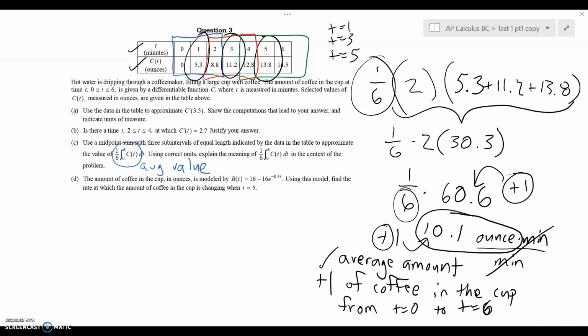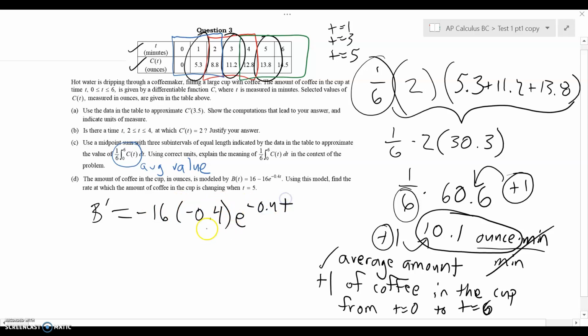And then part D, the amount of coffee in the cup is modeled by this particular equation. So they're giving us an equation to say how much coffee is in there. Using this model, find the rate at which the coffee amount in the cup is changing when t equals 5. This is probably the most straightforward piece of the question. They just want you to take a derivative. So B prime, the derivative of 16 goes away. Then we've got a negative 16 times negative 0.4 e to the negative 0.4t. That extra 0.4 is just coming from the derivative of the inside, the exponent negative 0.4t.